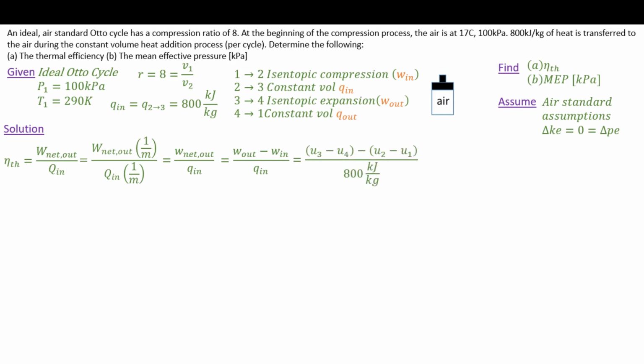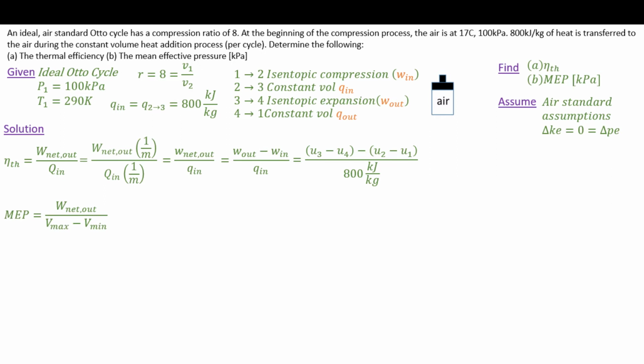And if you review the video on the Otto cycle, you'll see where we got these terms. So by applying the first law from 3 to 4, we see that the work output is U3 minus U4, and of course the work input is U2 minus U1. And Q in is something that we're given. So that's our governing equation for the thermal efficiency.